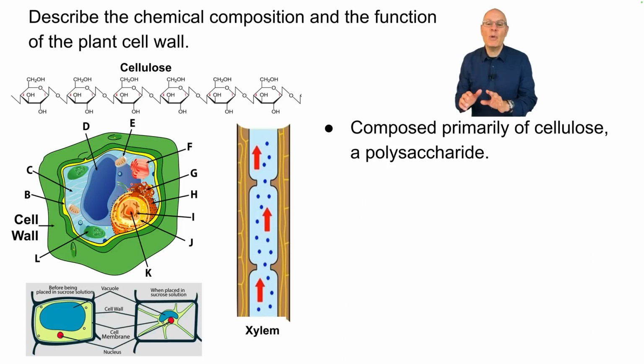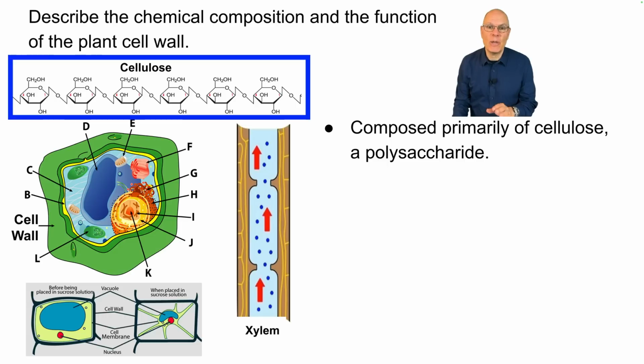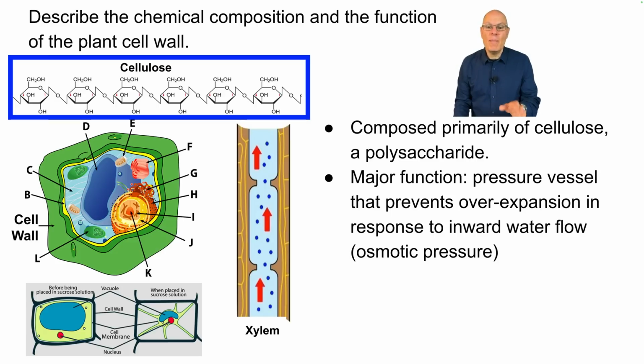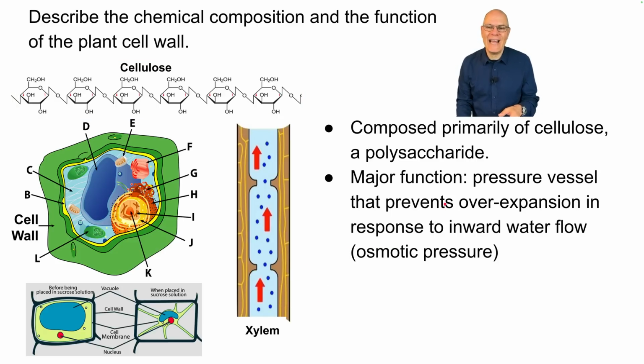The cell wall is composed primarily of cellulose, which is a polysaccharide. It's that polysaccharide that we can't digest, but which ruminants, cows, goats, can digest because they have these symbiotic relationships that enable them to break that down and release food energy. The major function of the cell wall is it acts as a pressure vessel that prevents overexpansion in response to inward flow of water, osmotic pressure.